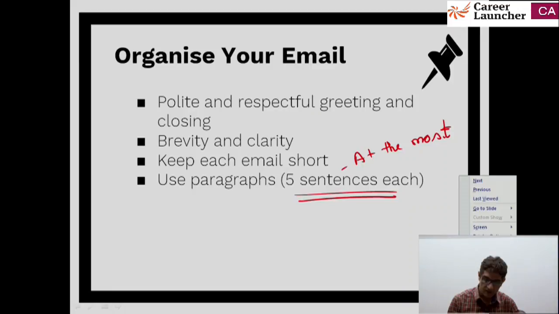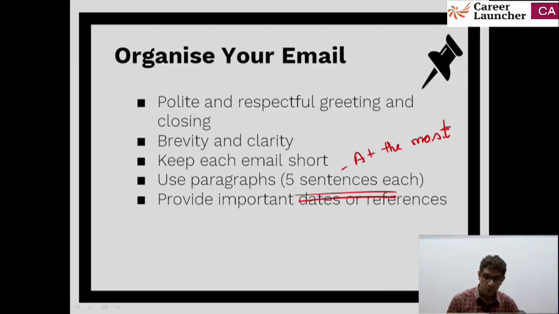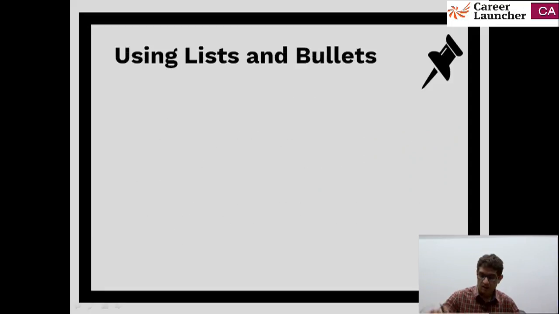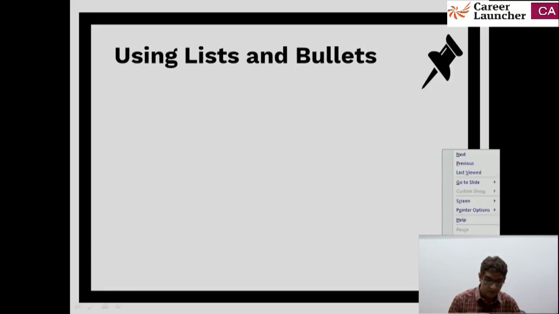And thereafter, provide important dates or references within the email. So, if you are referring to a telephonic conversation, mention it. If you are referring to some previous proposal, letter, or meeting, once again mention it there. And put each action or point on its own line. So, you are talking about different things that you are trying to achieve. Make sure that they are separate or segregated. I think the example here will help you see how.